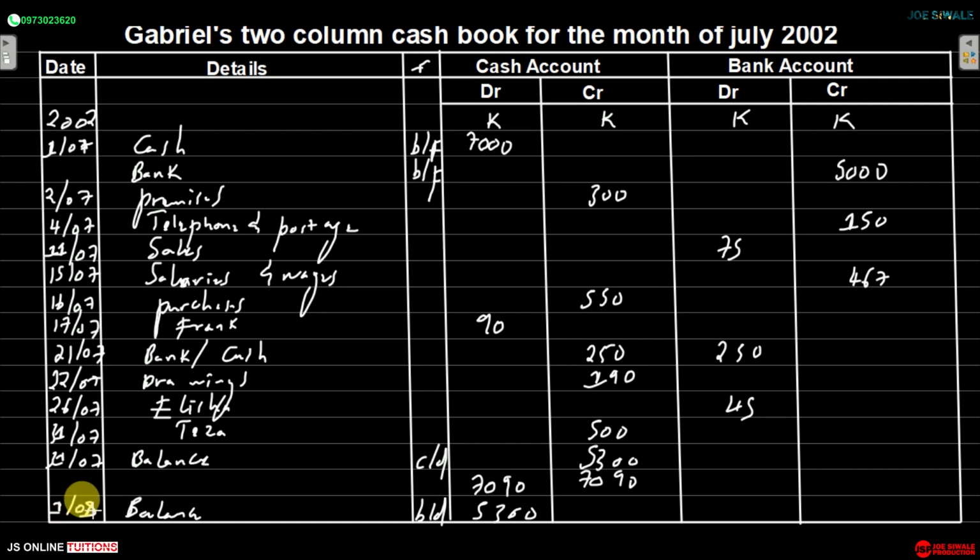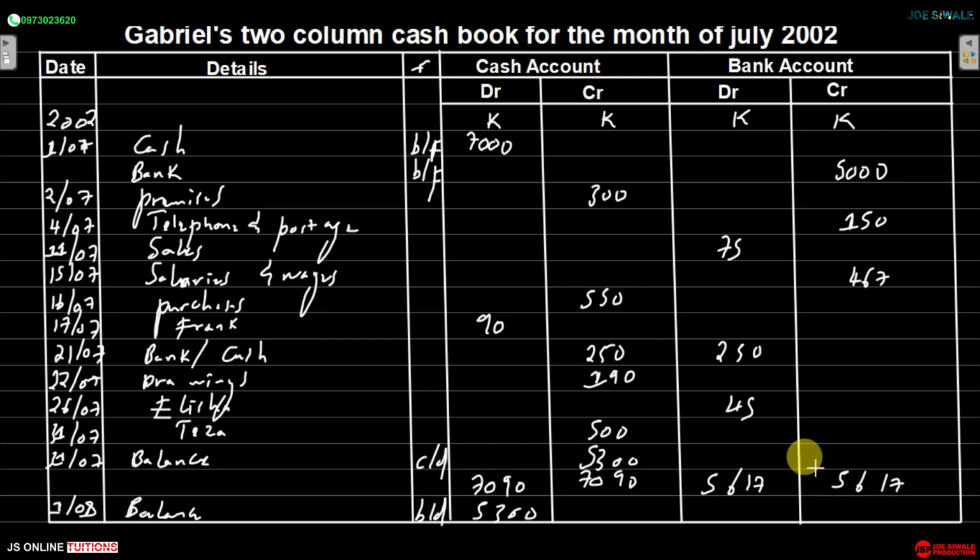Then we'll go to the bank account. To the bank account, we're going to add 75 plus 250 plus 45. So the answer there is 370. Then on the credit side, I have 5000 plus 150 plus 467. So the answer there that I'm getting is 5617. So we can see that 5617 is larger than 370. So we're going to record our 5617 as our total. So say 5617 on the debit side and 5617 on the credit side.